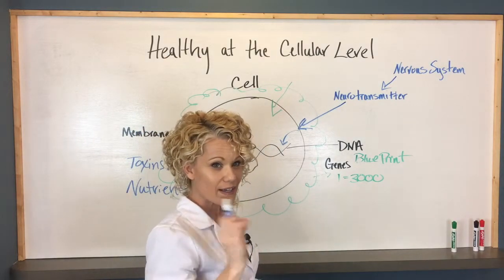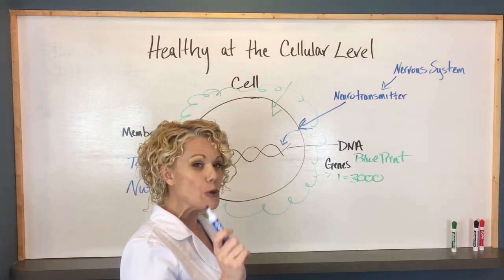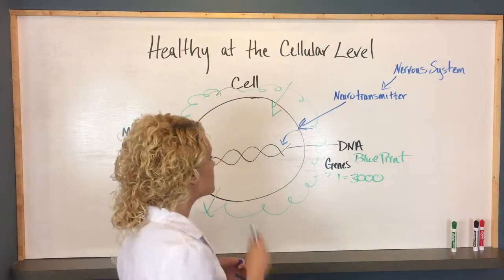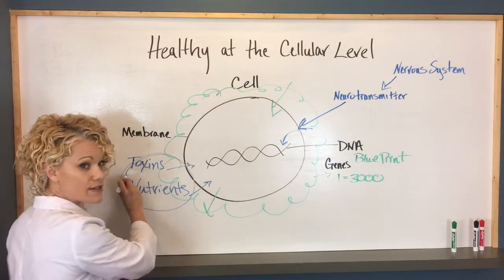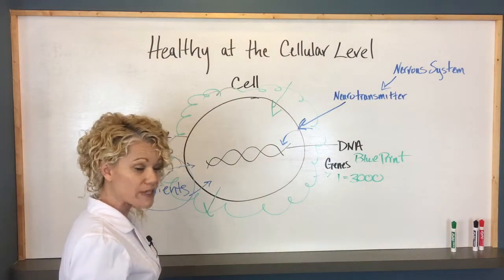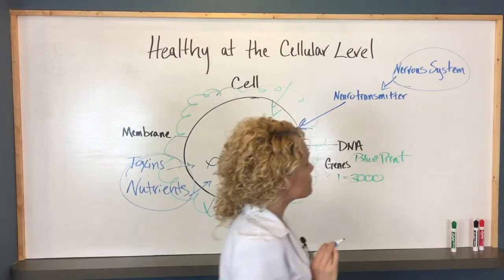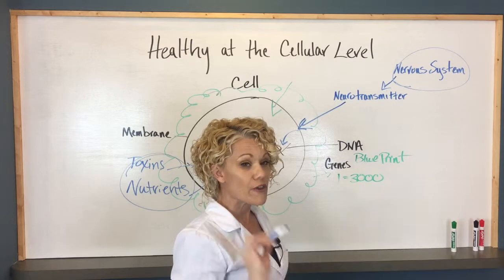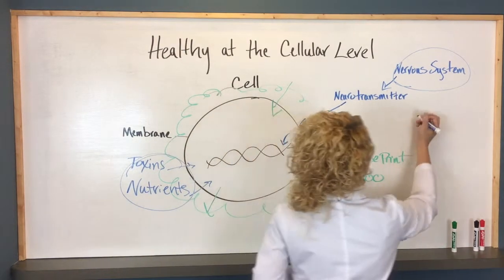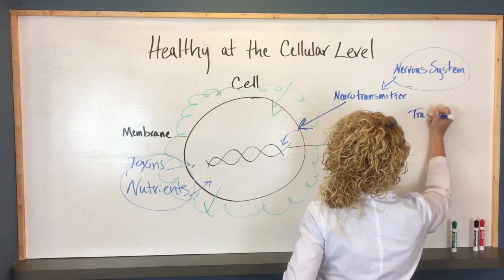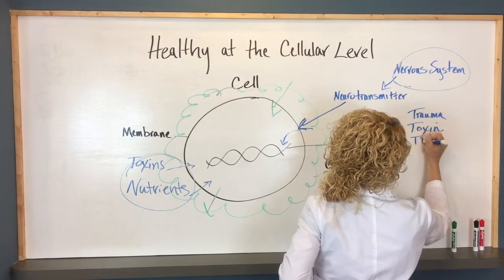Now, when we're looking at this whole system, there are basically two major factors that impact the expression of your cells: the toxins versus nutrients, the foods you eat, the environment that you're in, and your nervous system. Now, when we're talking about the nervous system, there's really three things that can negatively impact the nervous system. We call them the 3 T's: trauma, toxin, and thought.